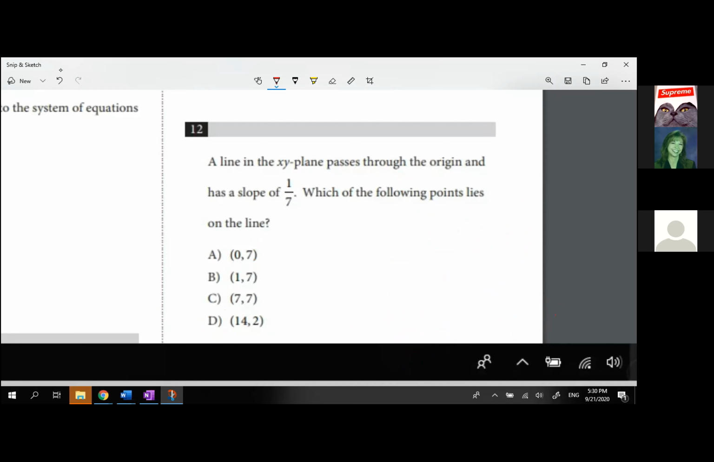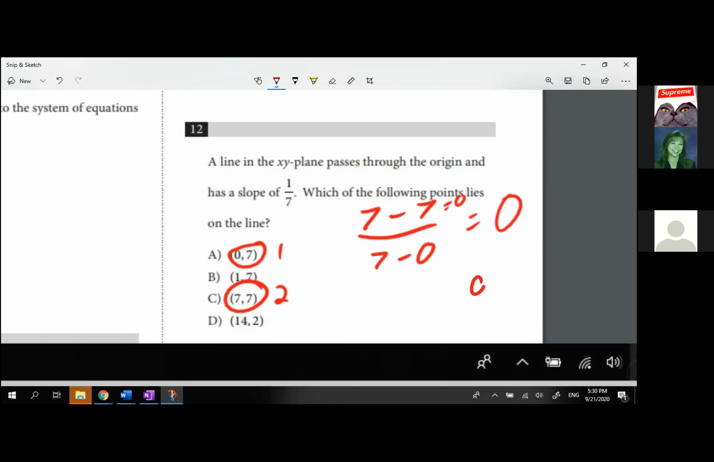So let's say I wanted to do these two, right? If I wanted to do these two, I'll say that this is my 2, this is my 1. So I'll do 7 minus 7 over 7 minus 0. So it'll come out to be 0. The slope would be 0, just because 7 minus 7 equals 0, and 7 minus 0 equals 7. So 0 over 7 equals 0. So you can do the exact same thing, just with different points.